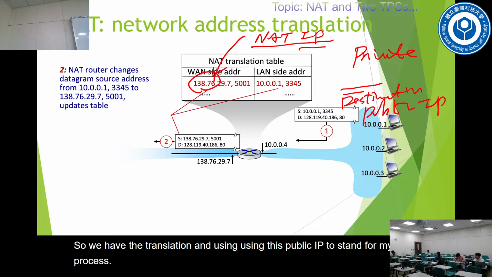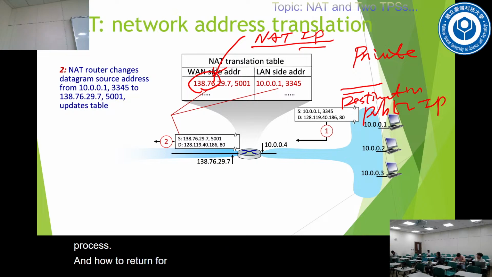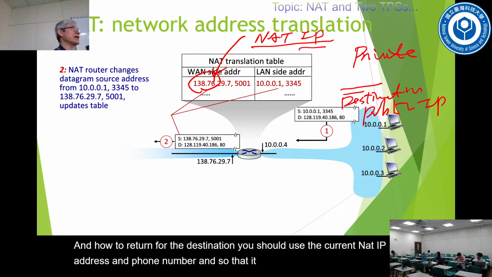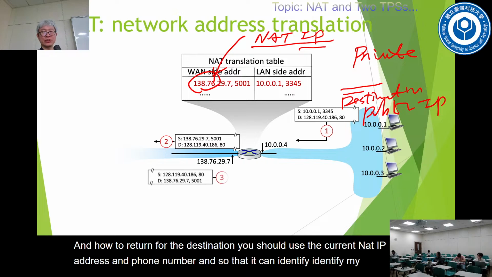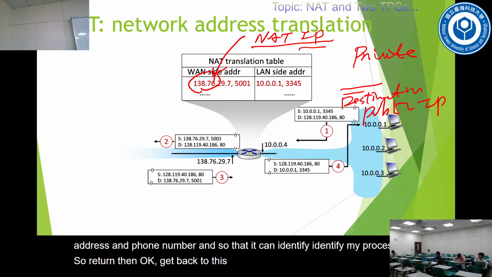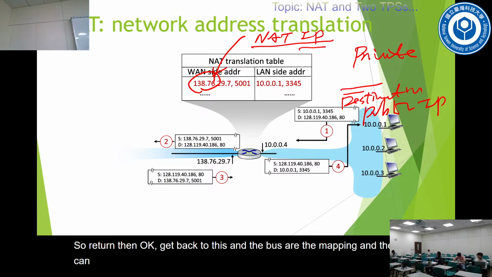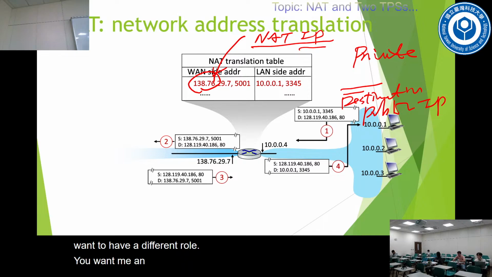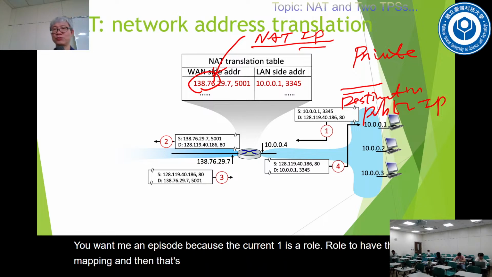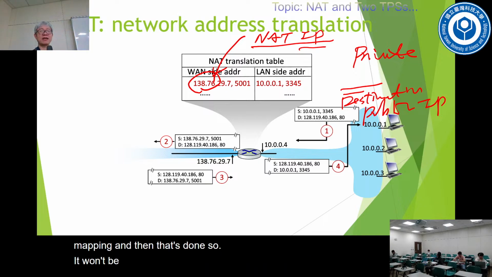And how to return? For the destination, you should use the current NAT IP address and port number, so that it can identify my process. Then the return gets back through the mapping. Maybe you have a question for the reverse direction: why don't we have a different row? It won't be necessary, because the current row already has the mapping, and that's done. We don't need different entries.